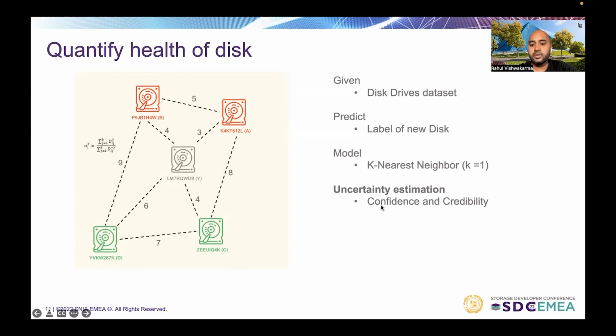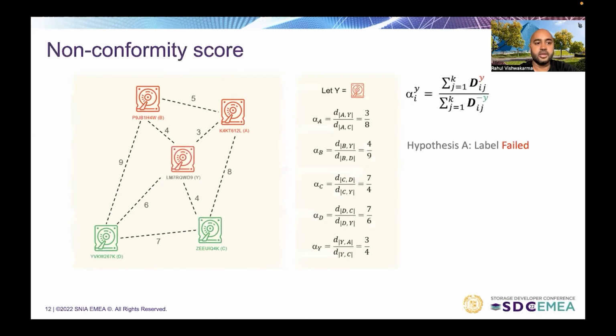And finally, you are going to get the value of the confidence and the credibility, especially confidence. So if you notice, I have made it gray. I will tell you why it has been gray: because we don't know the outcome of this. So the first step is hypothesis testing.